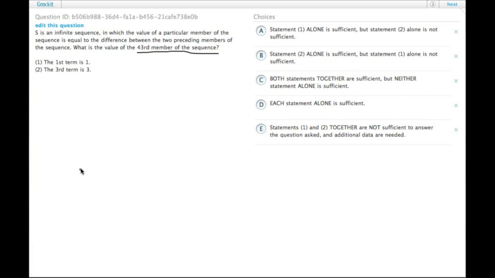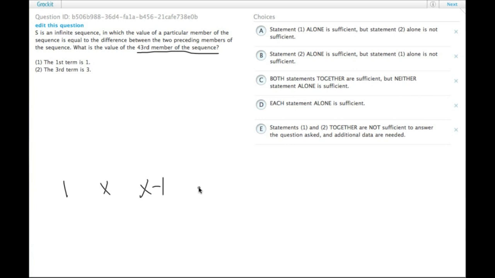I mean, I guess you could with infinite time, and you would still need to know more about the pattern. Anyway, let's see what we get. Statement 1 tells us that the first term is 1. The second term, we'll just call it x because we don't know what the second term is. The third one will be the difference of the two.